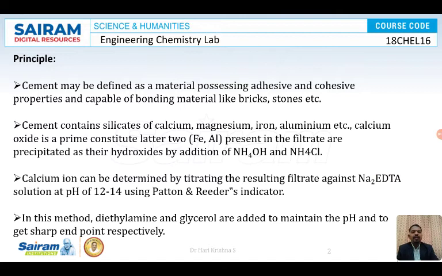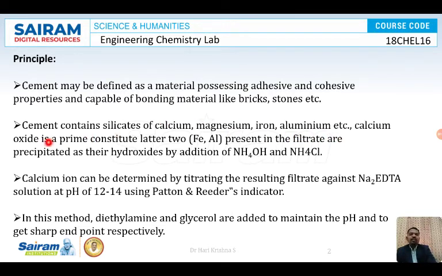So what is cement? As I told you earlier, cement is a material which binds bricks and stones. It binds bricks to build a wall, and it binds silica, iron and stones to form the roof, that is the slab or flooring. So it's a binding material with good adhesive and cohesive properties. Cement contains silicates of calcium, magnesium, iron, aluminium, etc.